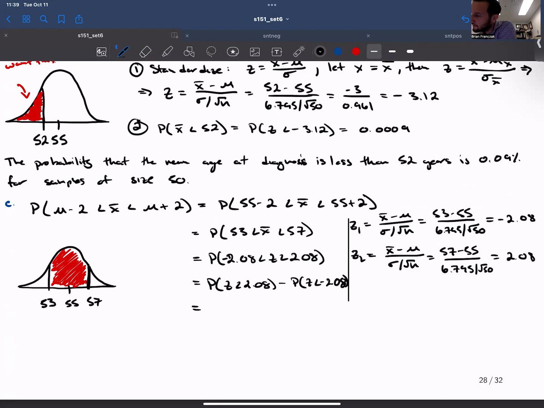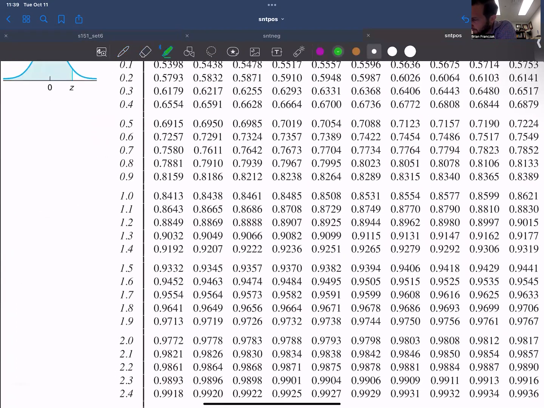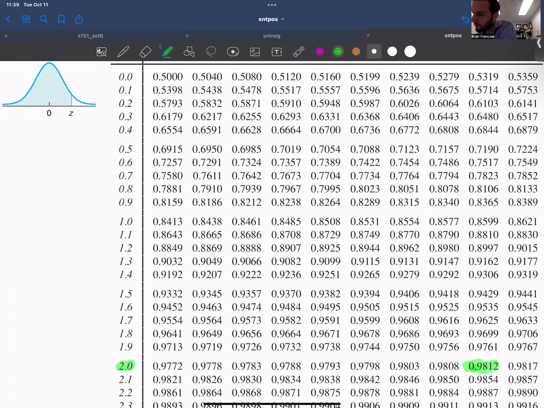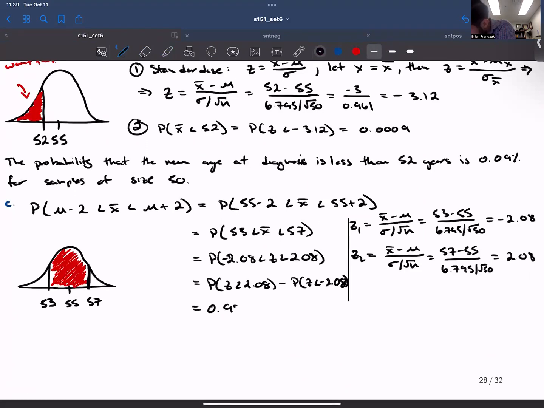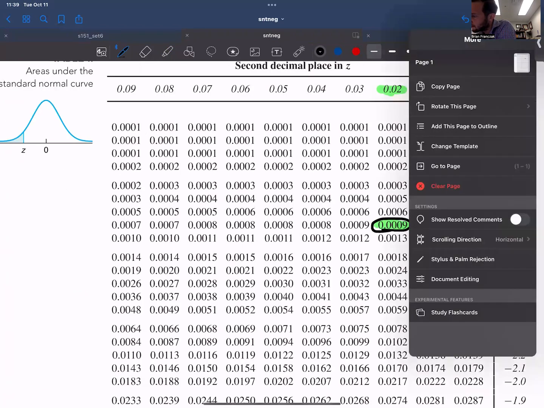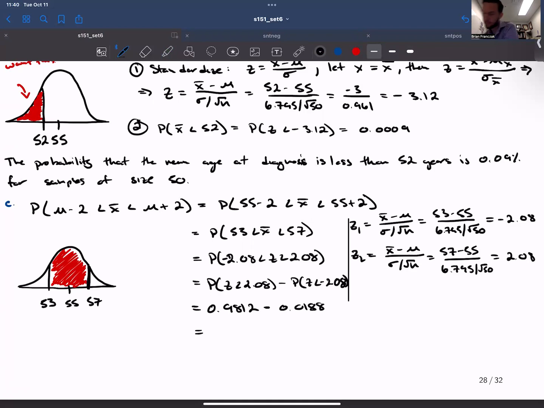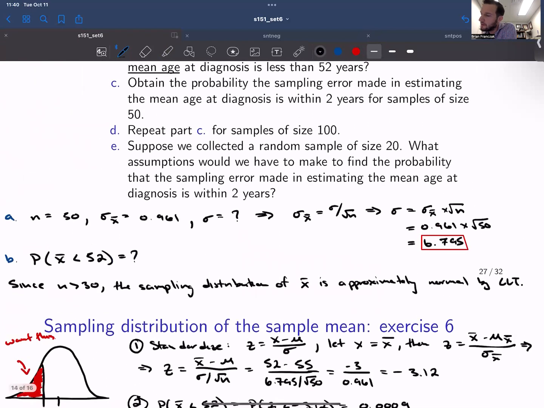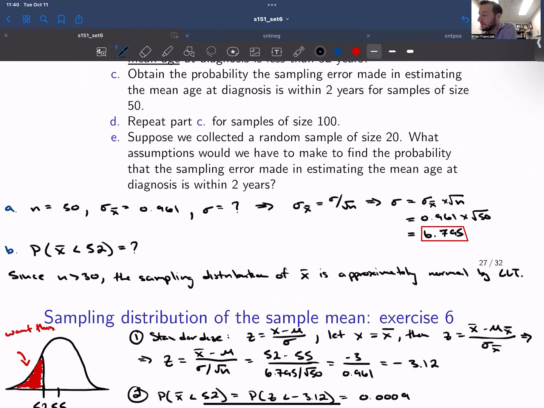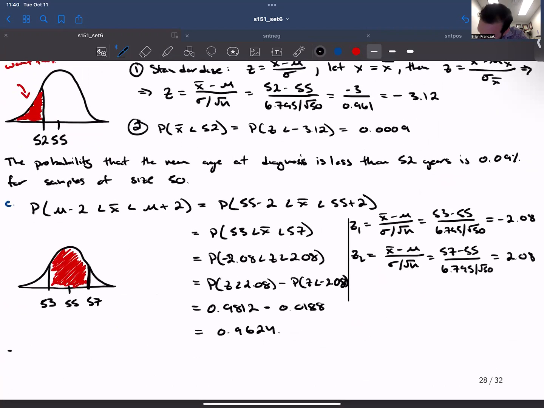All right, if we go to our standard normal table, we look up 2.08, which is 0.9812. And then we look at negative 2.08, which is 0.0188. Then we end up with 0.9624. Okay, so then we can say the probability the sampling error made in estimating the mean age of diagnosis is within 2 years is 96.24%.